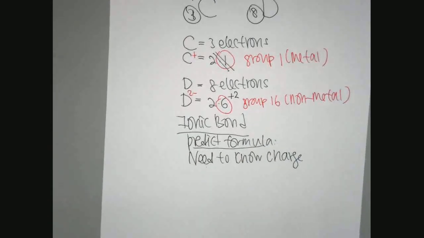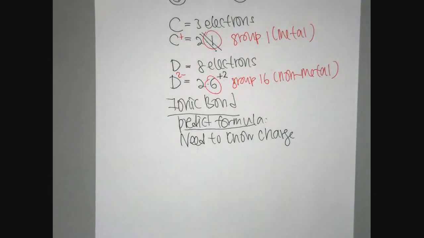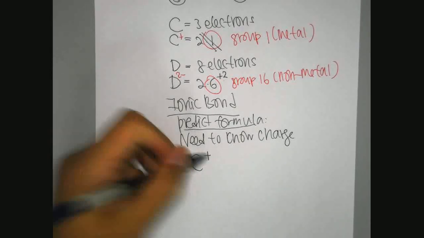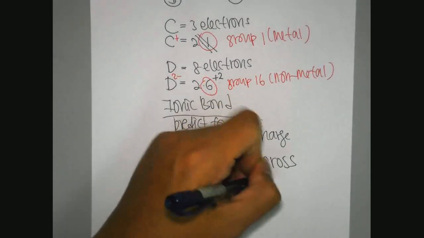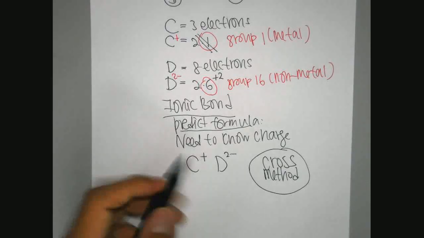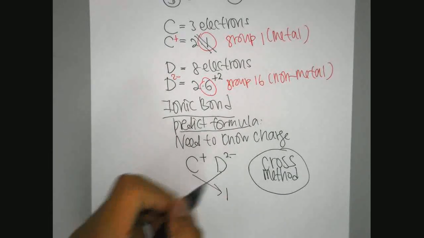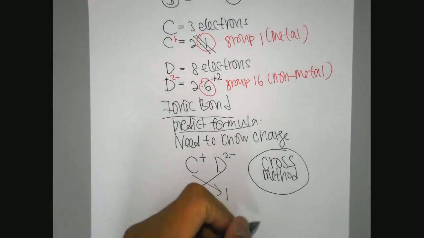So now once we know the charge of C and D, we can predict the formula already. C is C+, and D is D2-. By referring to Form 4, Chapter 3, whenever we have ions with different charges, we can get the formula by using the cross method. We can use the cross method to change the numbers by doing a crossing. This is 1, it goes to the right. This is 2, it goes to the left. So we have C2 and D1, which we call C2D.